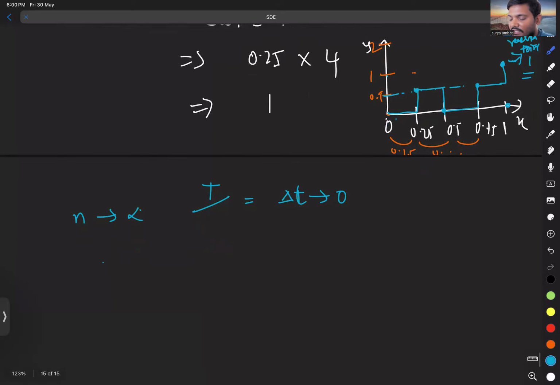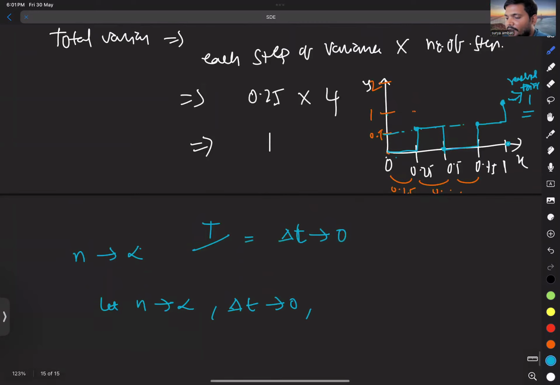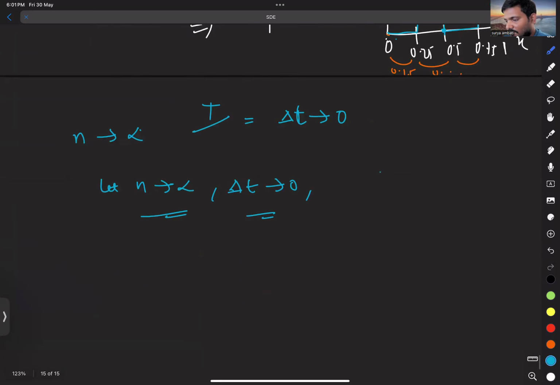So let me write it on my screen. What is happening here? Let n become infinity and delta t become 0, and by taking these steps, we are transforming the discrete random walk into a continuous path. By doing these two steps, the discrete random walk becomes a continuous path.